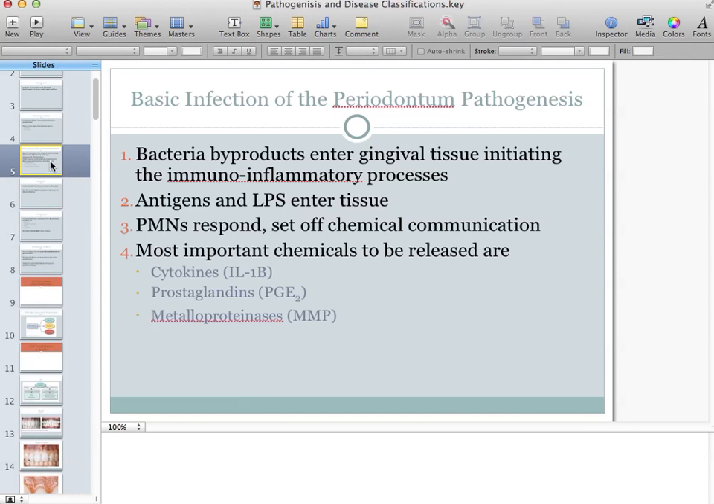All right, basic infection of the periodontium, pathogenesis. Bacteria byproducts enter the gingiva, and they create a host immune inflammatory response. Antigens and LPS, or lipopolysaccharides, enter the tissue. And then PMNs, or neutrophils, respond and set off chemical communication. And then more chemicals are released. And the most important ones are cytokines, such as interleukin-1, prostaglandins, or PGE, and MMPs. Okay?